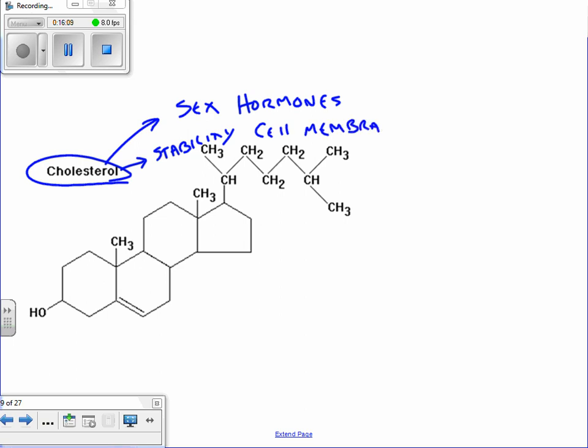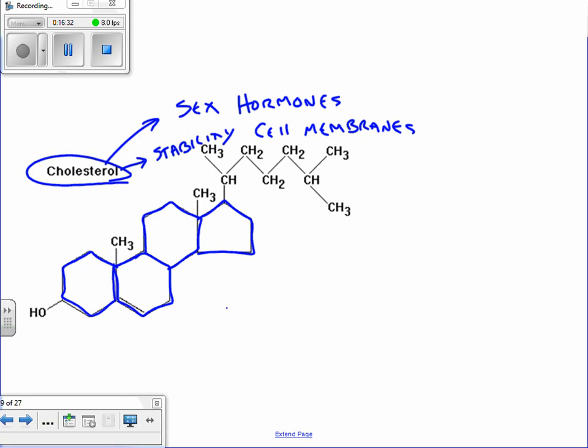So I know what you're asking yourself. All these molecules, I have to be able to identify just by looking at them? And the answer is yes. So you've got to start picking up on how these molecules look different yet look similar. You've seen rings before, right? The difference here is that these rings are fused together, and there's 4 of them fused together. That's a key component for cholesterol.